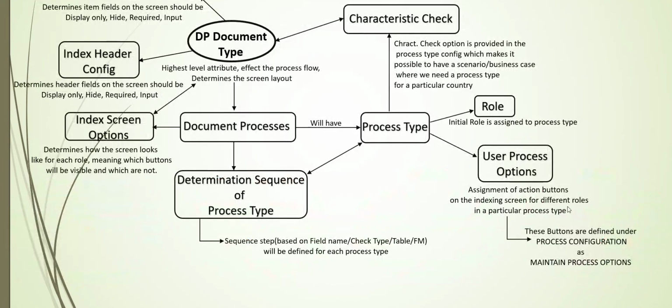And this is a different view for portraying different concepts. This is a kind of mind map view for the concept of DP document type, how the DP document type in Vim is linked to different concepts around it. What is process type, what is characteristic, what is indexing, document process and determination sequence, and how these are linked to each other and how they impact each other. This linkage gives an understanding of where all it can have an impact if you change something. It's just a depiction of these concepts.